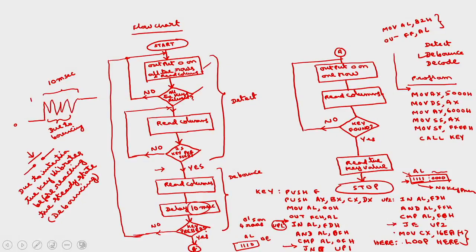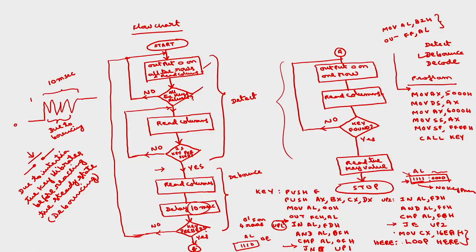If this is false, meaning one of these bits is 0, that means a valid key is pressed. So I will come out of the loop, and then I have to decode that particular key. The third operation is to decode the key. So this is coming out of the loop, and to decode the key, these are the steps we have to follow to find the correct key.